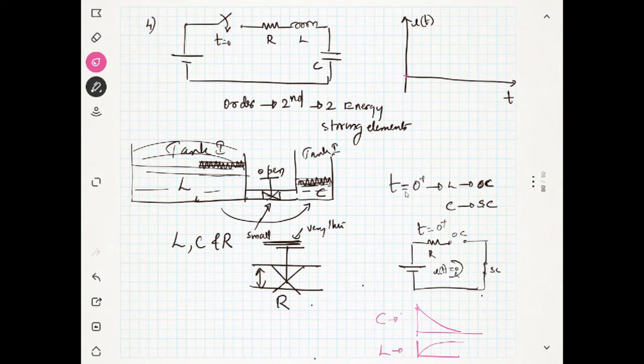You can see here that the inductor will transfer its energy to the capacitor, as the capacitor is a short circuit now. Due to this, the capacitor will try to charge during this process. This is short circuit and this is open circuit. As time moves on beyond 0 plus, the capacitor current will start decreasing and the inductor current will start increasing. So what will happen here?